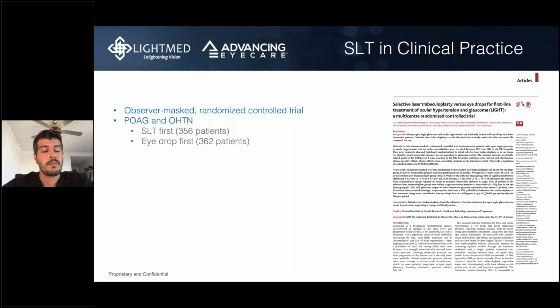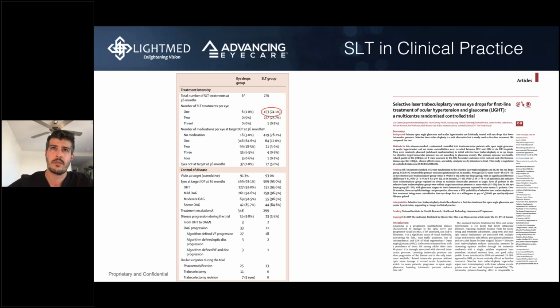It was done in the UK, and they did something interesting. They took primary open angle glaucoma patients and ocular hypertension patients, and they divided them to drop first and SLT first. For the first time since SLT was introduced, these are patients that never had any other treatments. So, this is their first visit that someone tells them you have glaucoma or high eye pressure and you need IOP lowering, and they've never been on any other drop. Every other study you look at, they put these patients through a washout period, but they've still been on a drop before that. And the results are really interesting.